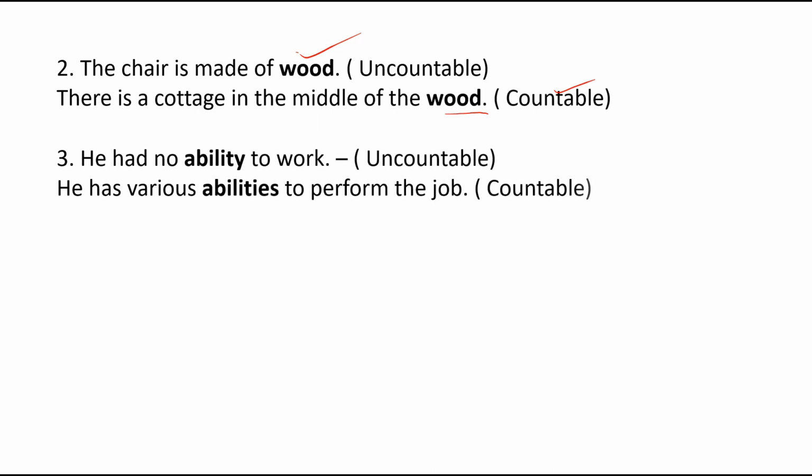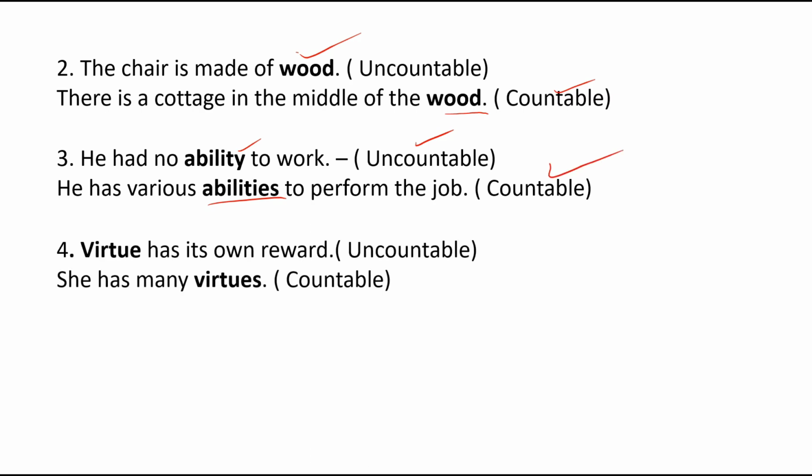Next, he had no ability to work. Ability is an abstract noun, and according to the rule it is an uncountable noun. But when the abstract noun is used as a common noun, it becomes a countable noun. So abilities: he has various abilities to perform the job. How many abilities he has? He has various abilities, so we can count the abilities. Okay, so it is a countable noun.